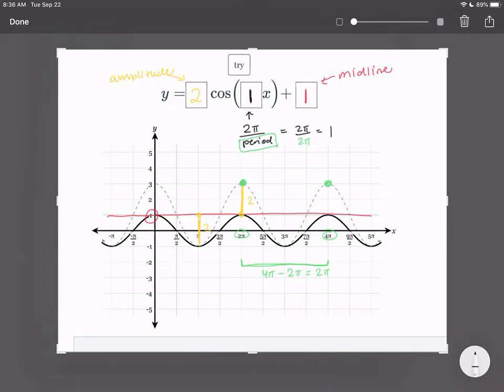So like I said, if I remember correctly, the b values today should be 1 because I think all of our periods are 2 pi for today. Do you guys have any questions?